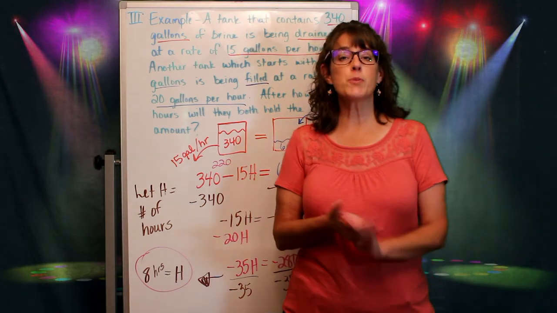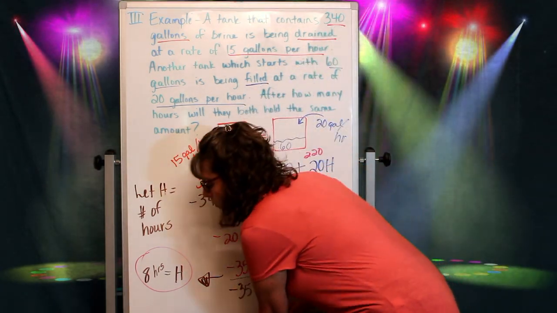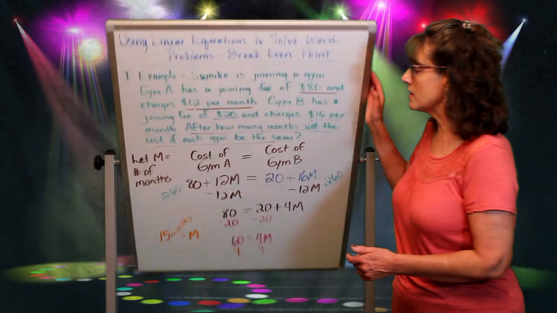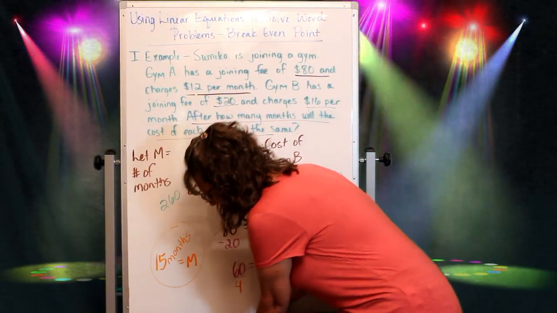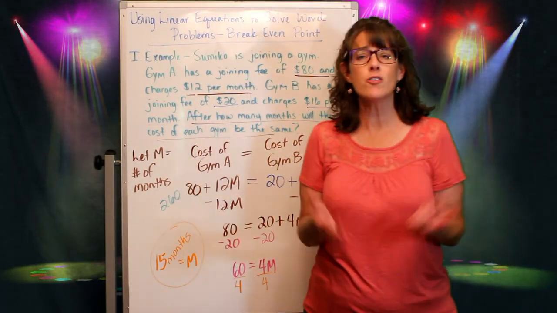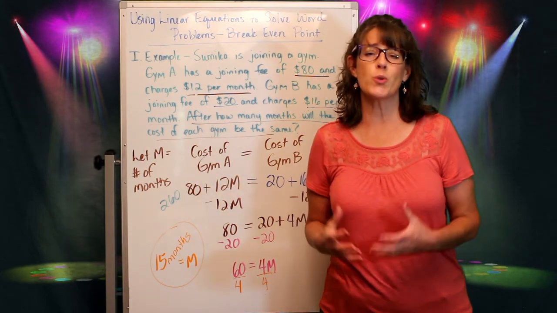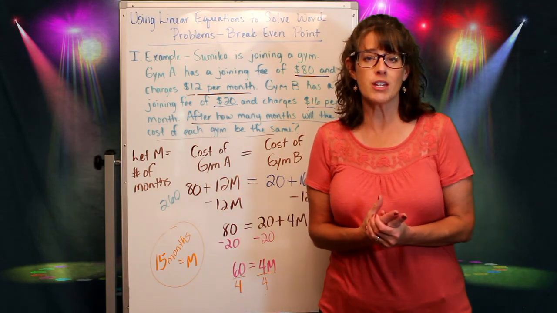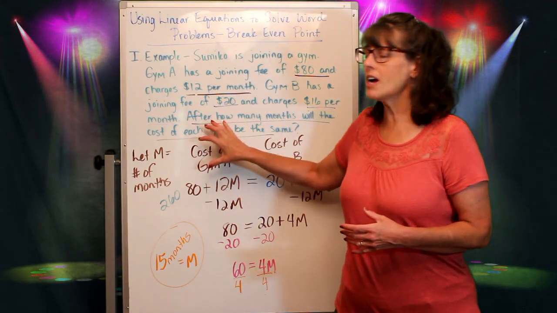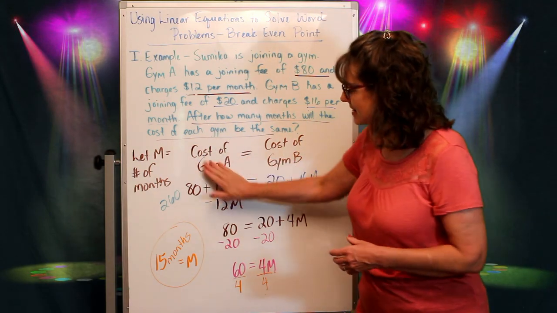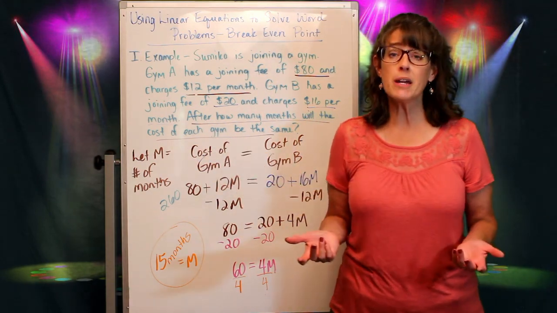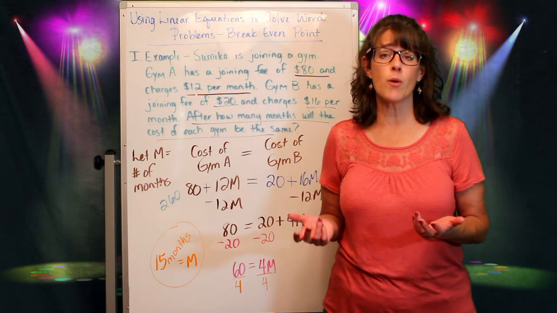So I hope this helps with your word problems when you're dealing with those break-even points. And remember, with any word problem, whether it be a break-even point or any other type of word problem, just slow down. You can do this. You really can. So read it in its entirety to get a feeling for what's happening. Set that up. Draw a picture if you need to draw a picture. There's nothing wrong with drawing a picture.